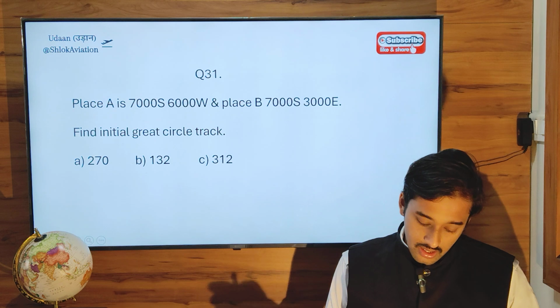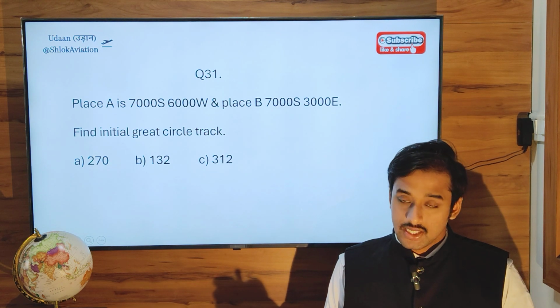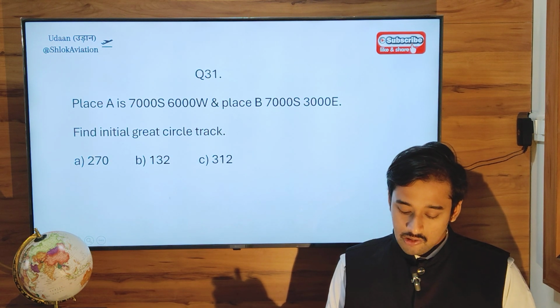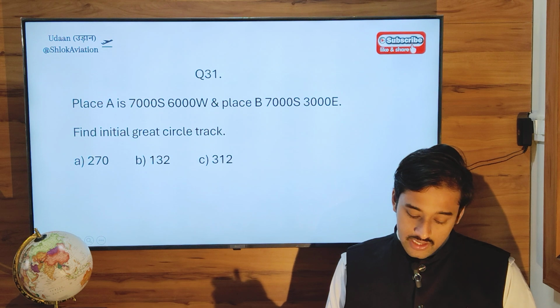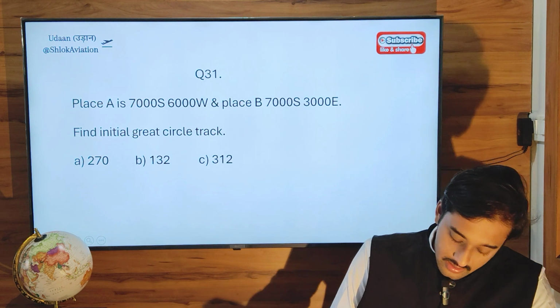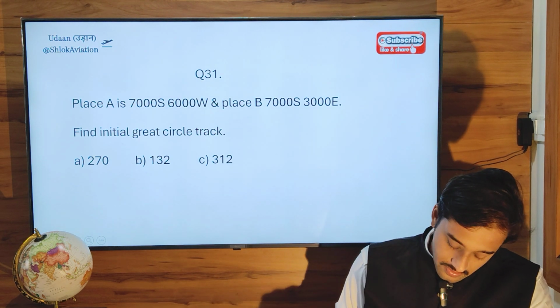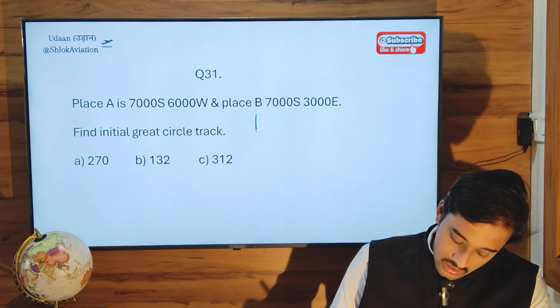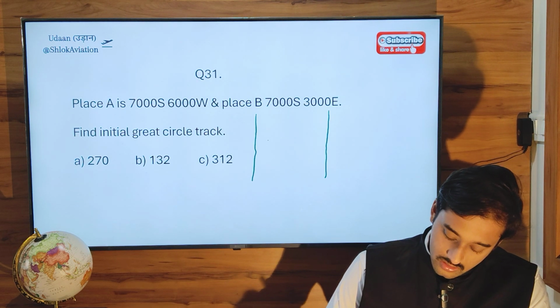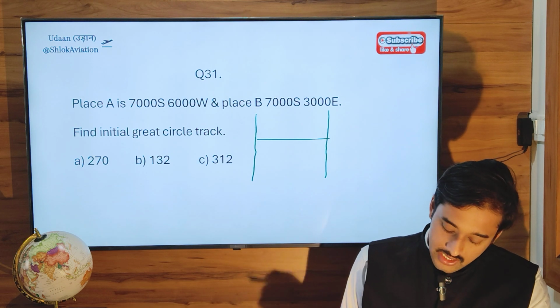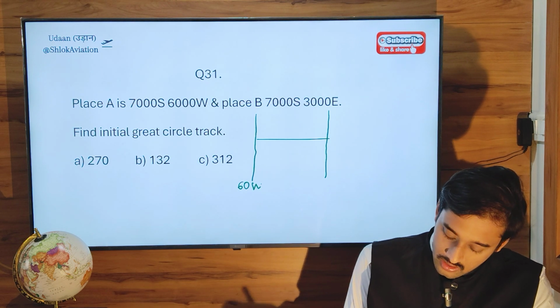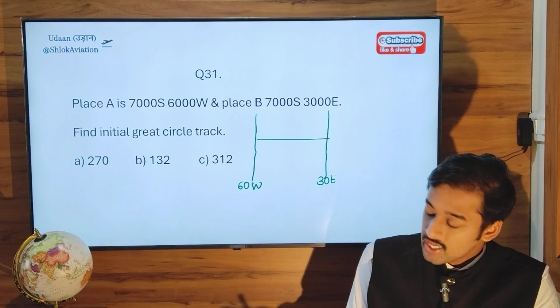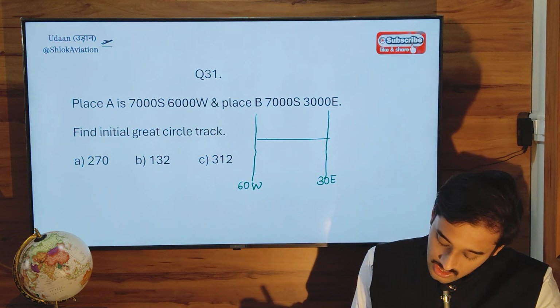Question 31. One place is at 70 south 60 west, another is at 70 south 30 east. What is the initial great circle track? So both are at the same latitude. One is at 60 west, the other is in the other hemisphere at 30 east, and we are in the south.